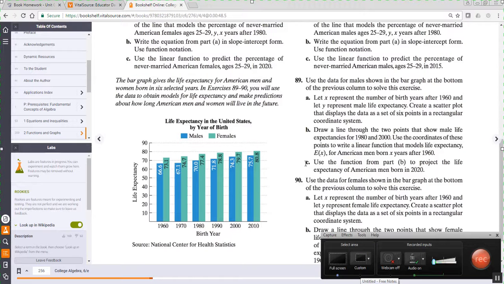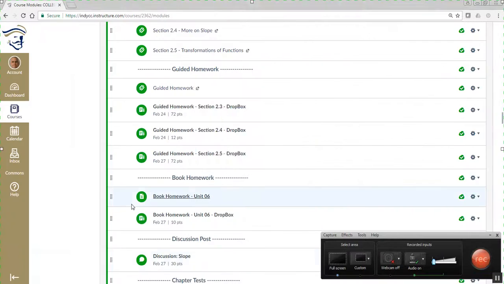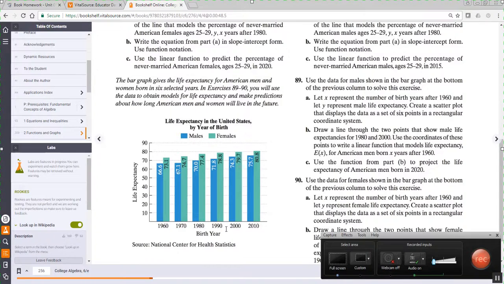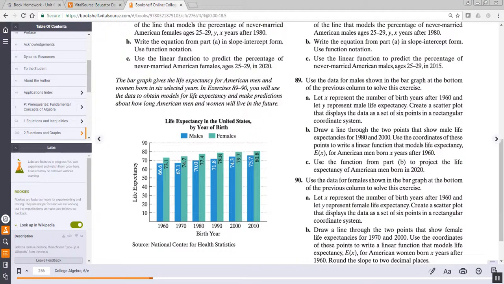Okay, sorry. I don't know what I did. Am I still recording? I had two versions of Snagit running, and I don't know what I did.